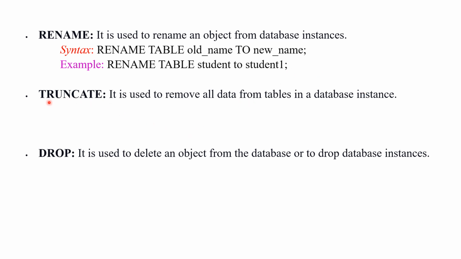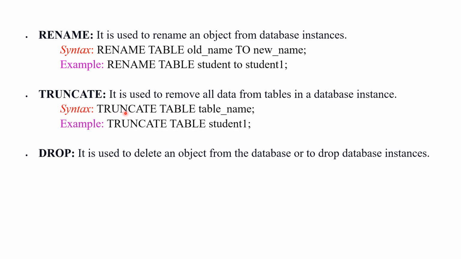The next command in DDL is truncate. It is used to remove all the data from a table in a database. That means if we want to delete only the data present in the table, we can use the truncate command. The syntax is TRUNCATE TABLE table name. Whatever table we want to delete the data from, we write TRUNCATE TABLE and the table name. Here, since we converted the student table to student1, I am mentioning the new table name.